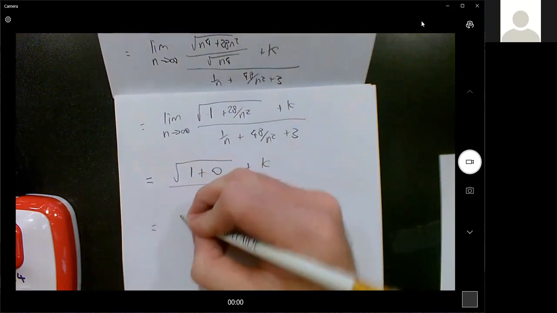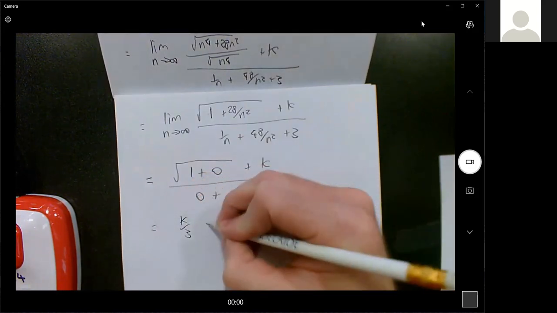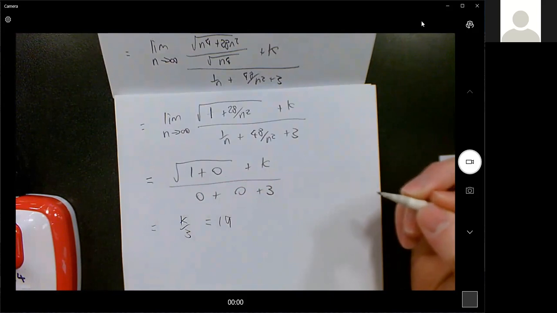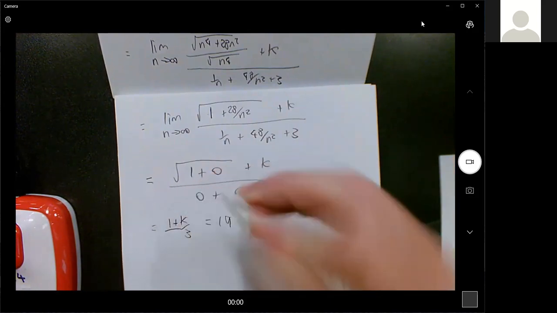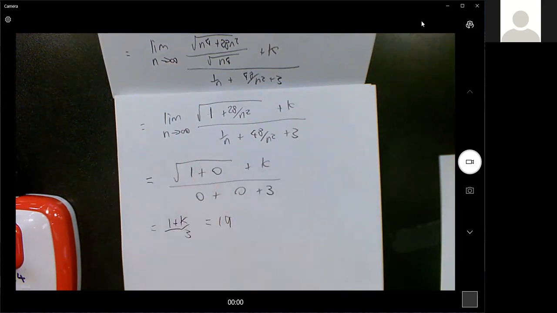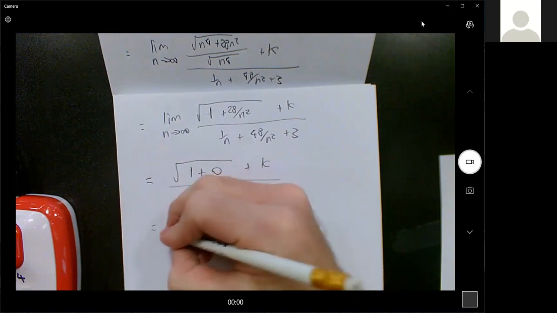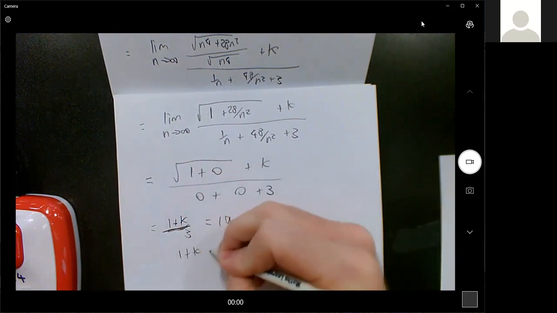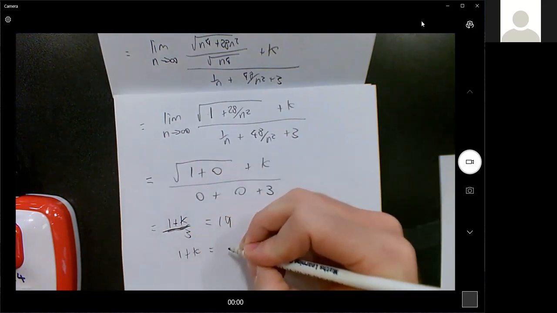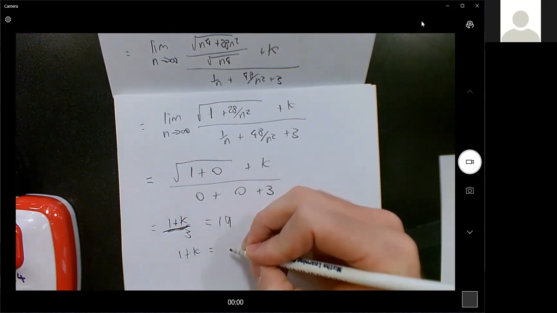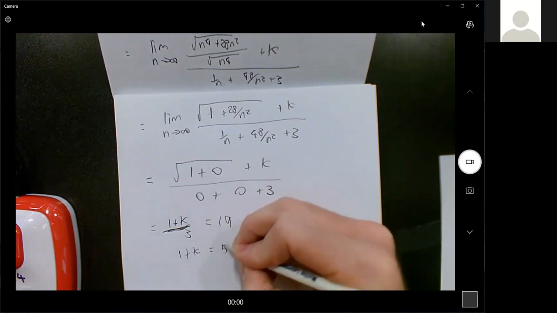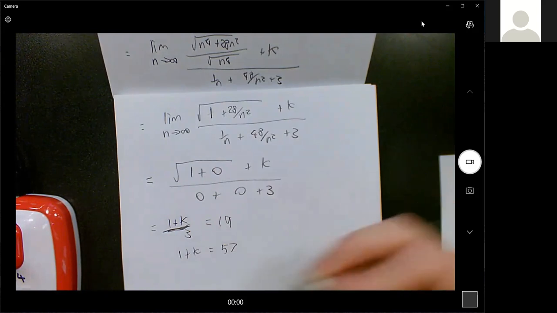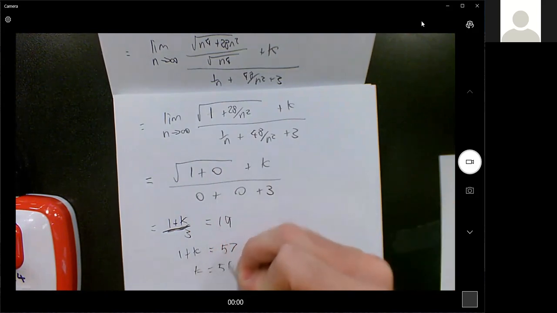And so I get that k on 3, and I know that that's equal to 19, right, sorry, 1 plus k on 3. Good. It's not a times 0, David. 1 plus 0 is 1, not 0. And so I get 1 plus k is whatever 3 times 19 is. Well, 3 times 20 would be 60, so that must be 57. And so we get k is 56.